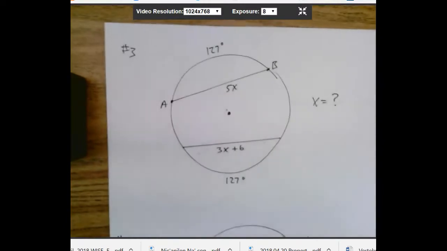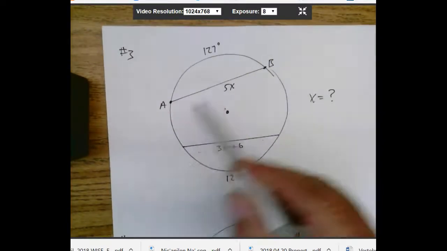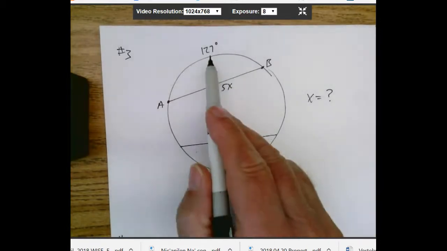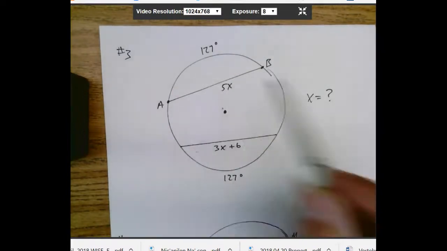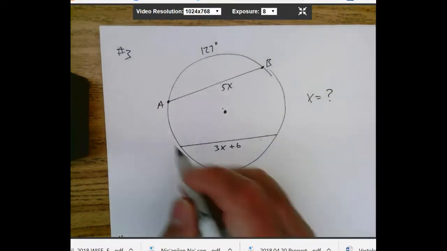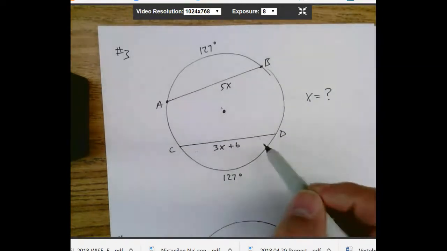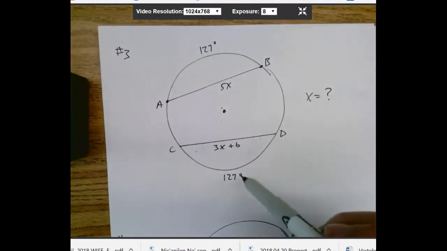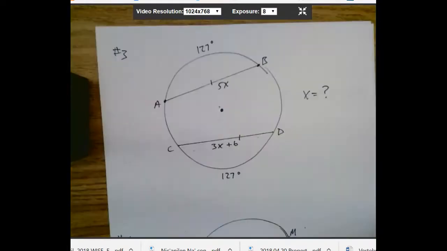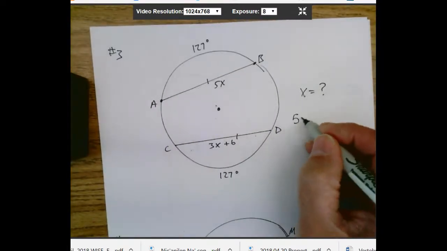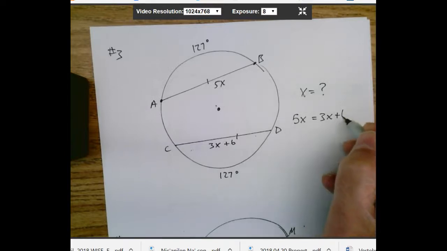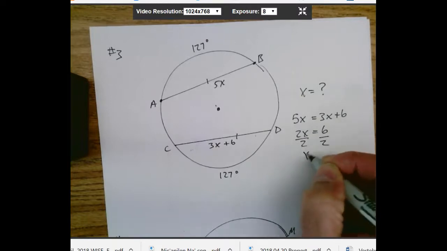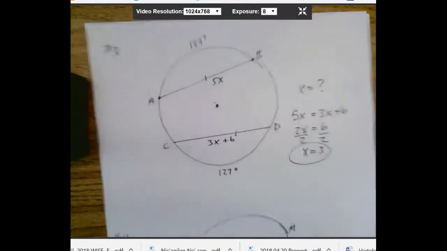Here's one with just some algebra in it, and we have this chord here, we have this chord here, and we have these angles, 127 degrees, 127 degrees. So chord AB is equal to 5x, and chord CD is equal to 3x plus 6. What we know, are these chords related to each other? And we might see that they're both equal to 127 degrees. So then we can say their lengths are also equal to each other. So to solve for x, we can just make 5x equals 3x plus 6. We'll minus 3x, that'll give us 2x equals 6. We'll divide by 2, and x is equal to 3 for that one.